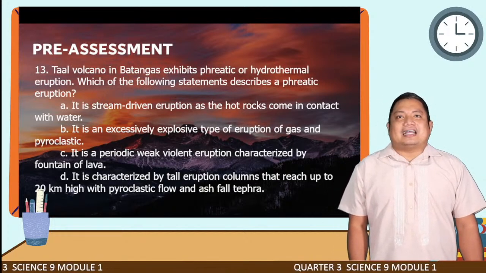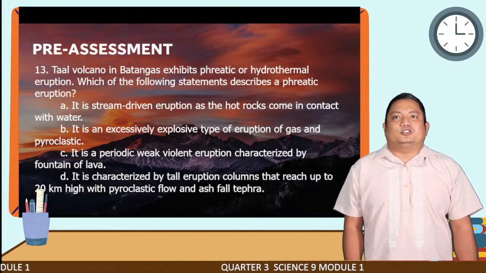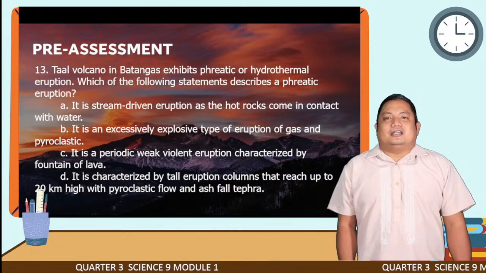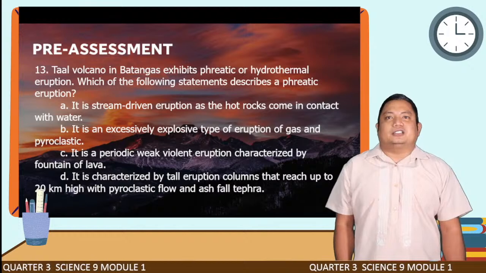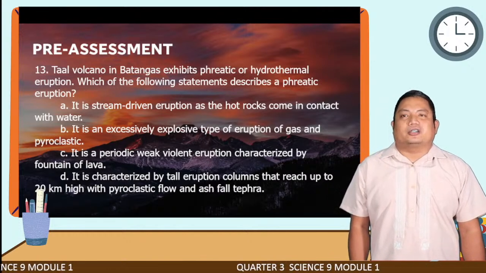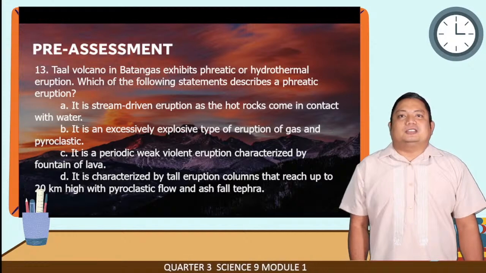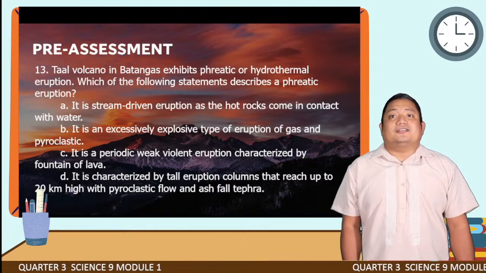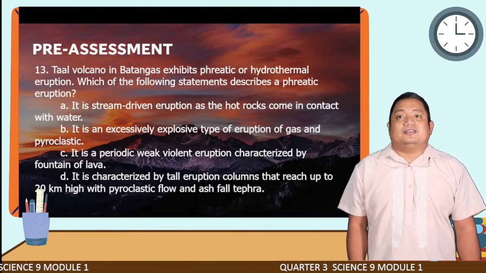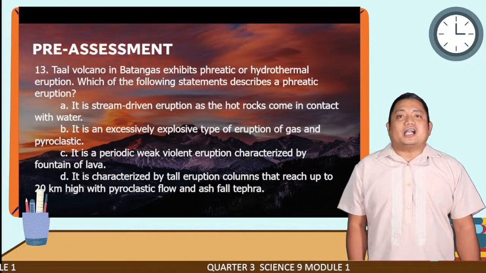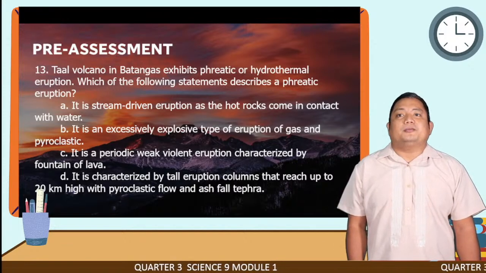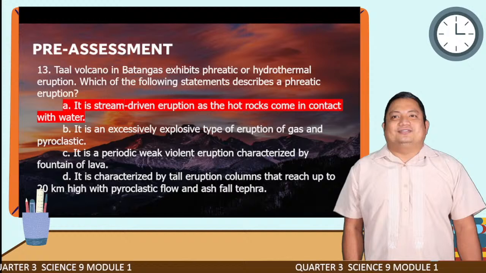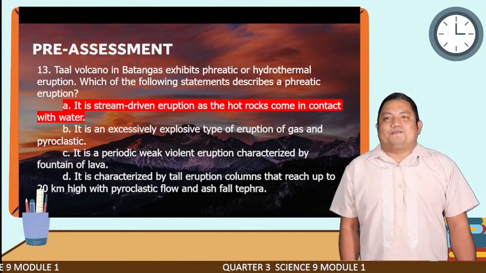Number 13. Taal Volcano in Batangas exhibits phreatic or hydrothermal eruption. Which of the following statements describes a phreatic eruption? Letter A. It is a steam-driven eruption as the hot rocks come in contact with water. Letter B. It is an excessively explosive type of eruption of gas and pyroclastic. Letter C. It is a periodic, weak, violent eruption characterized by fountain of lava. Or letter D. It is characterized by tall eruption columns that reach up to 20 km high with pyroclastic flow and ashfall tephra. What is your answer? Very good. It is letter A.